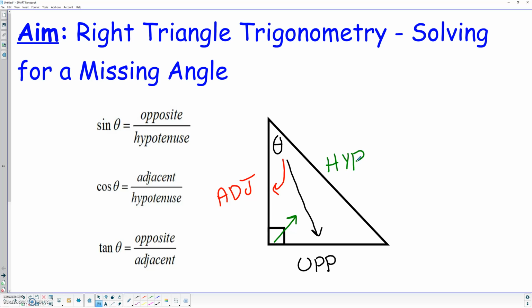Okay, so then we get our three trig ratios. So sine of theta is opposite over hypotenuse. Cosine of theta is adjacent over hypotenuse. And tan of theta is opposite over adjacent. So again, we use the saying SOHCAHTOA to help us remember our trig ratios.